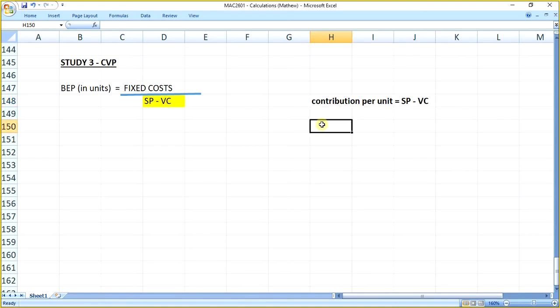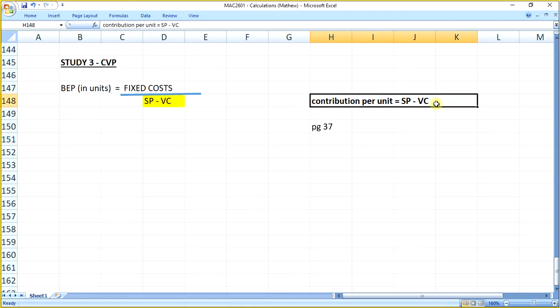All right, you've got a formula that looks very similar on page 37. Break-even point, total fixed cost divided by the contribution per unit. Just remember the contribution per unit is selling price minus variable cost. Does that make sense? Yes. Okay. All right, so that's the formula.